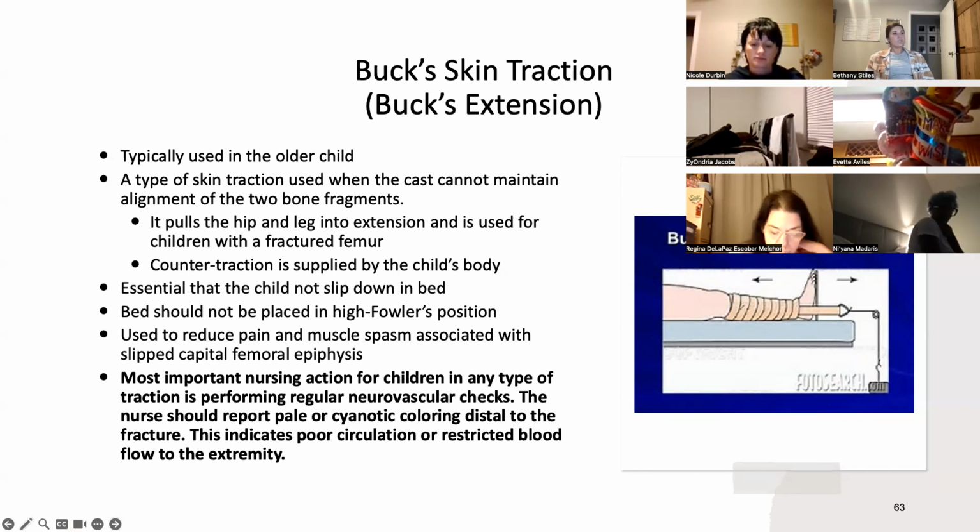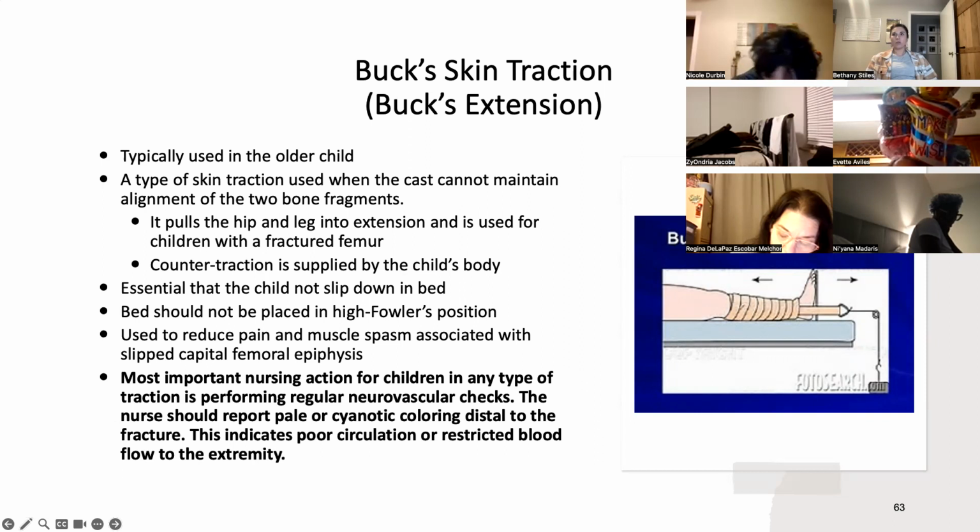And then we can also use this to reduce our pain and muscle spasms that are associated with their hip coming out of socket. So we'll talk about that slipped capital femoral epiphysis in a couple slides. But it's most important to know that we need to be doing those routine neurovascular checks. So anytime we have a fracture and we notice a pale or cyanotic limb below our fracture site, it indicates poor circulation and restricted blood flow. And that needs to be reported right away.